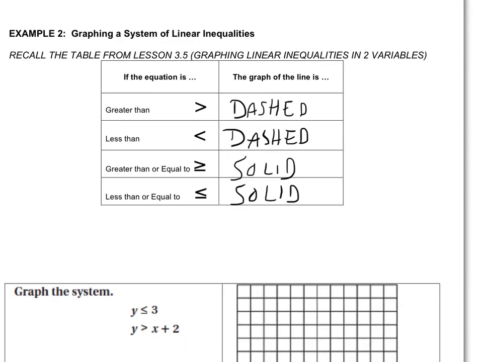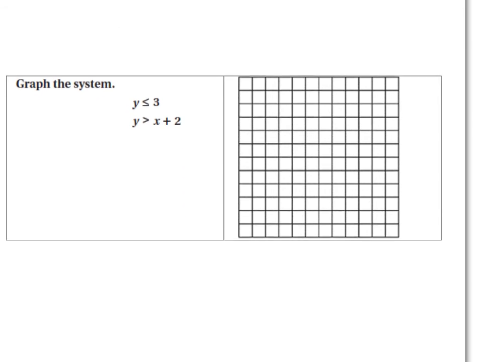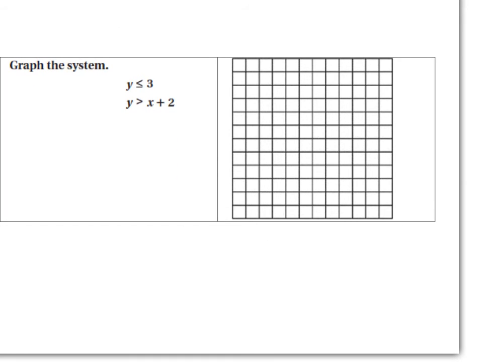So now we want to show you what one of these graphs is going to look like. So here we have the system y is less than or equal to 3 and y is greater than x plus 2. So first thing is first, I want to make sure I draw, and you should be using a straight edge even though I am using just freehand because I can't really put a ruler on this or else it would make a mess.